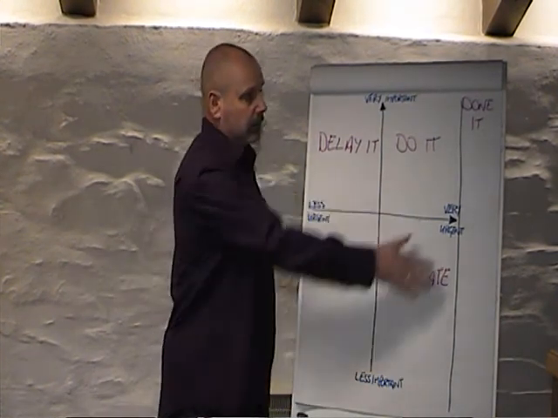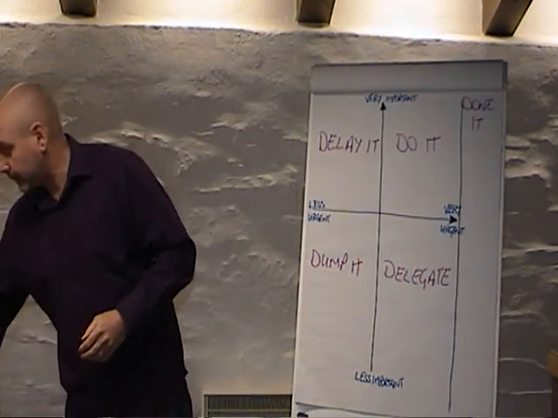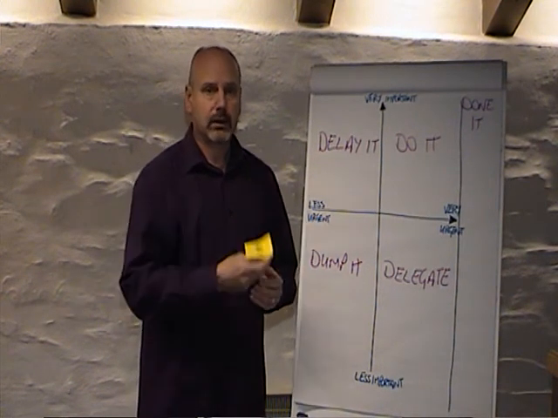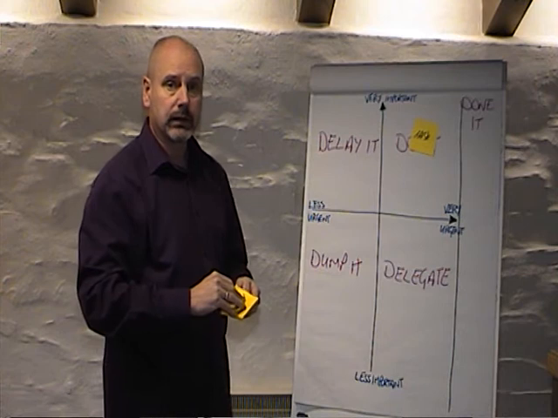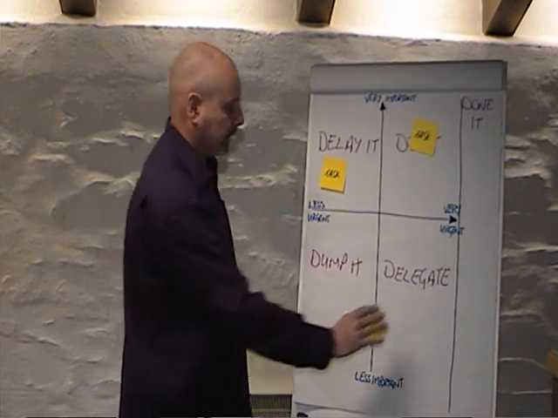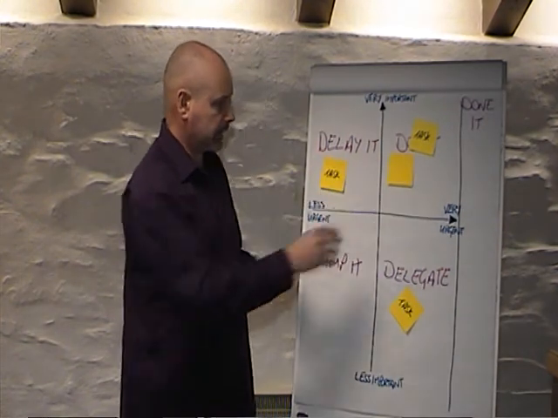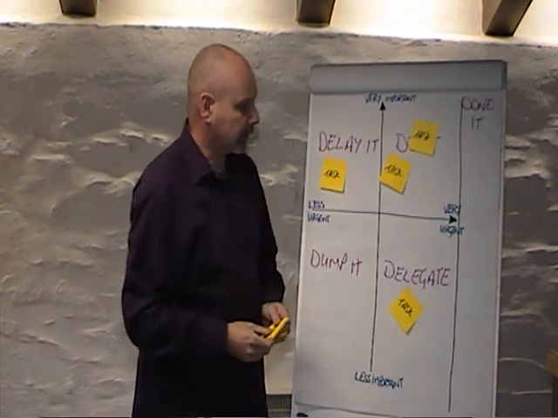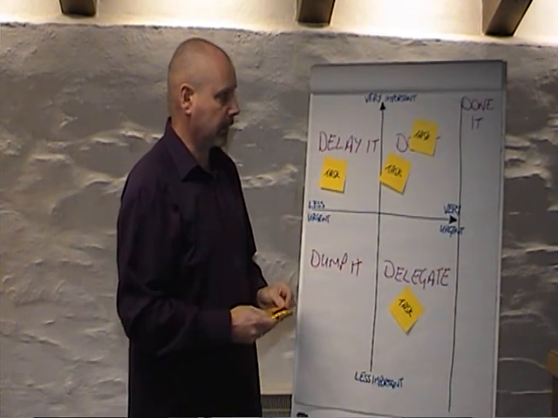So if you have this on a whiteboard or on a flip chart, then what you can do is use these post-its, write your task on the post-it, take it off and put it in the quadrant that it needs to be in. So maybe some that you can delay, some that you can delegate, some that you can dump, some that you have to do. So as you build up your picture of the tasks throughout the day, you've got them spread around the model here, around the board.